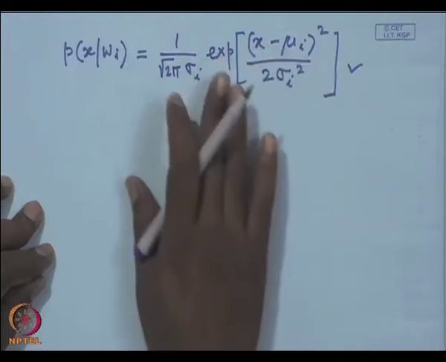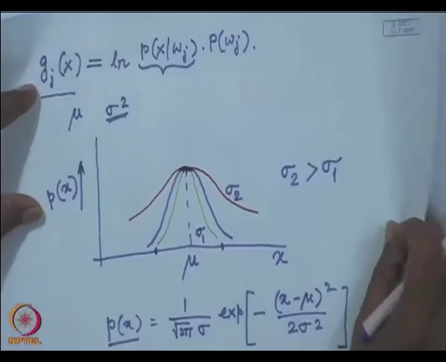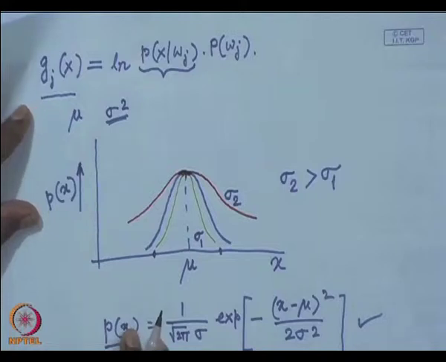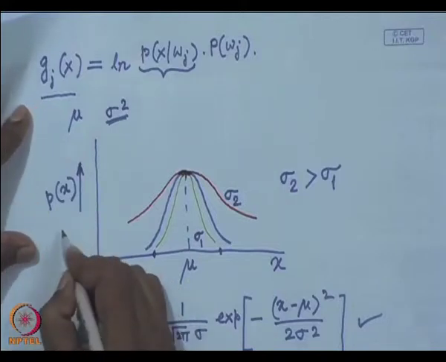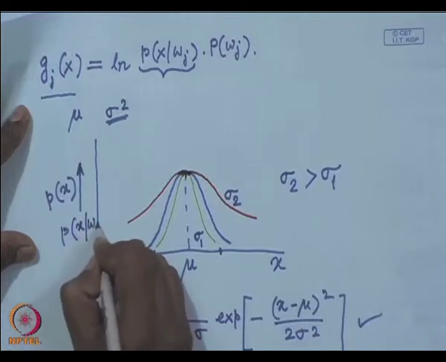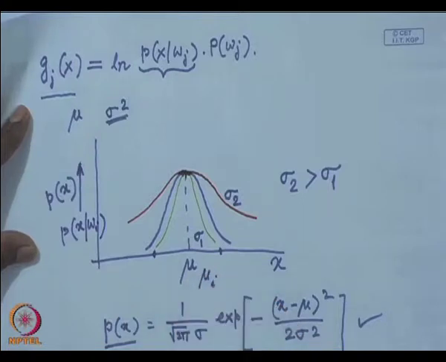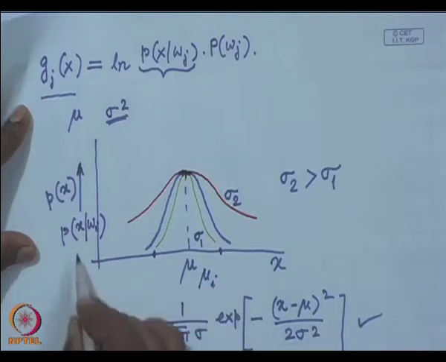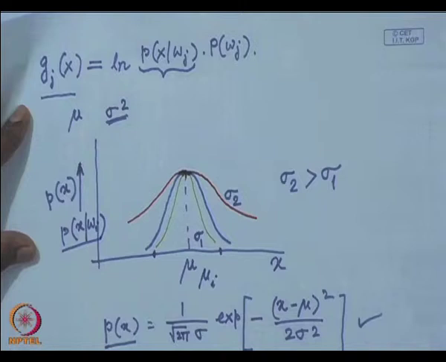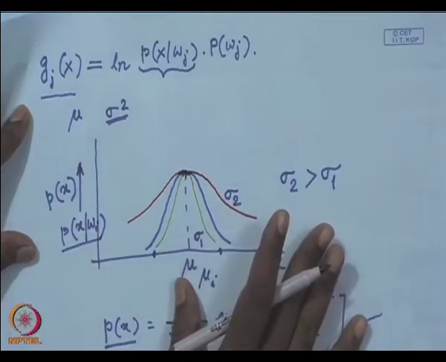So, that is what is my class conditional probability. In such a case, the probability density function that I plot simply becomes P of x given omega I, and this mu will be replaced by mu I, that is the mean of the samples taken from class omega I, and this is the probability density function of the samples taken from class omega I. So, this is what we have in case of a single variable.